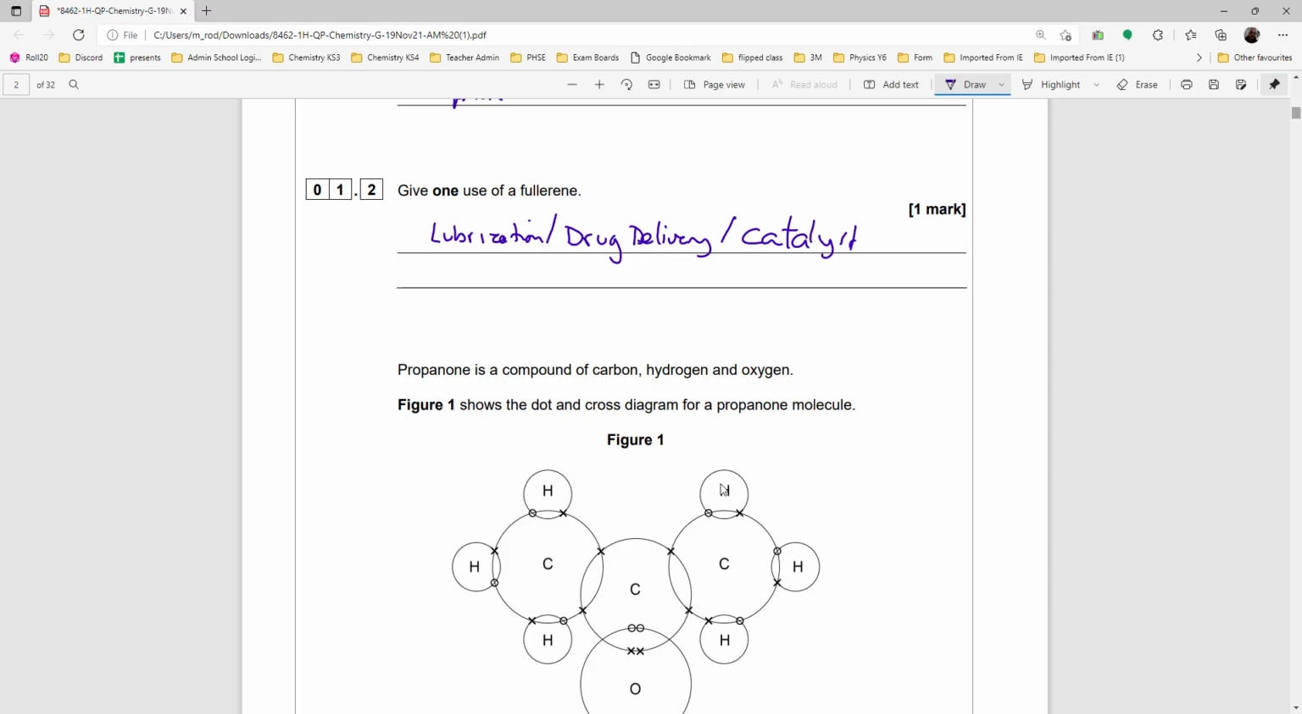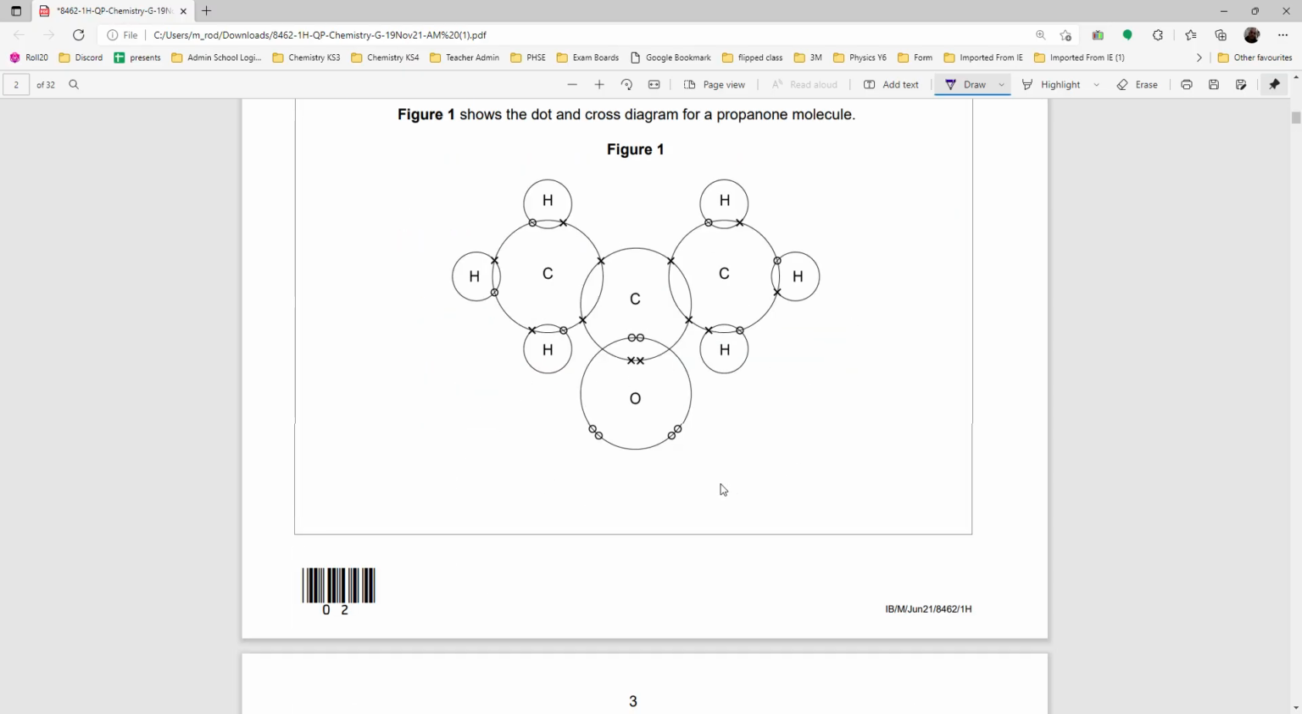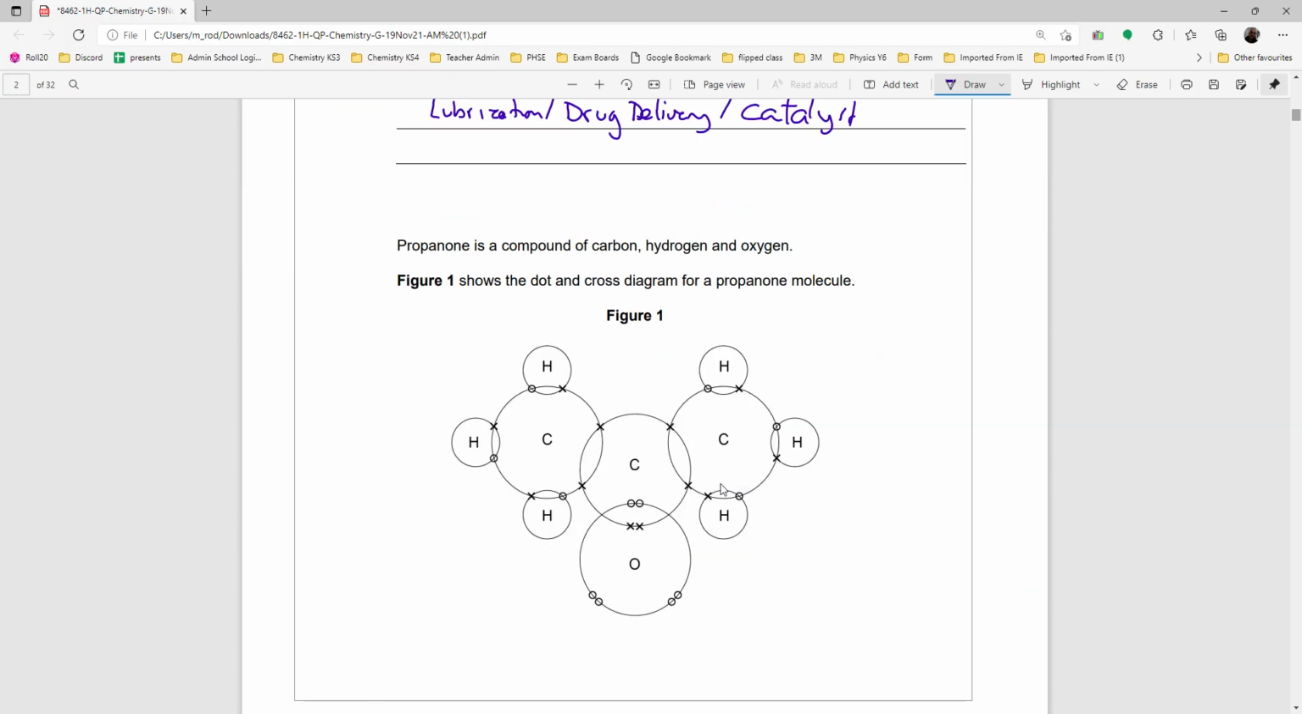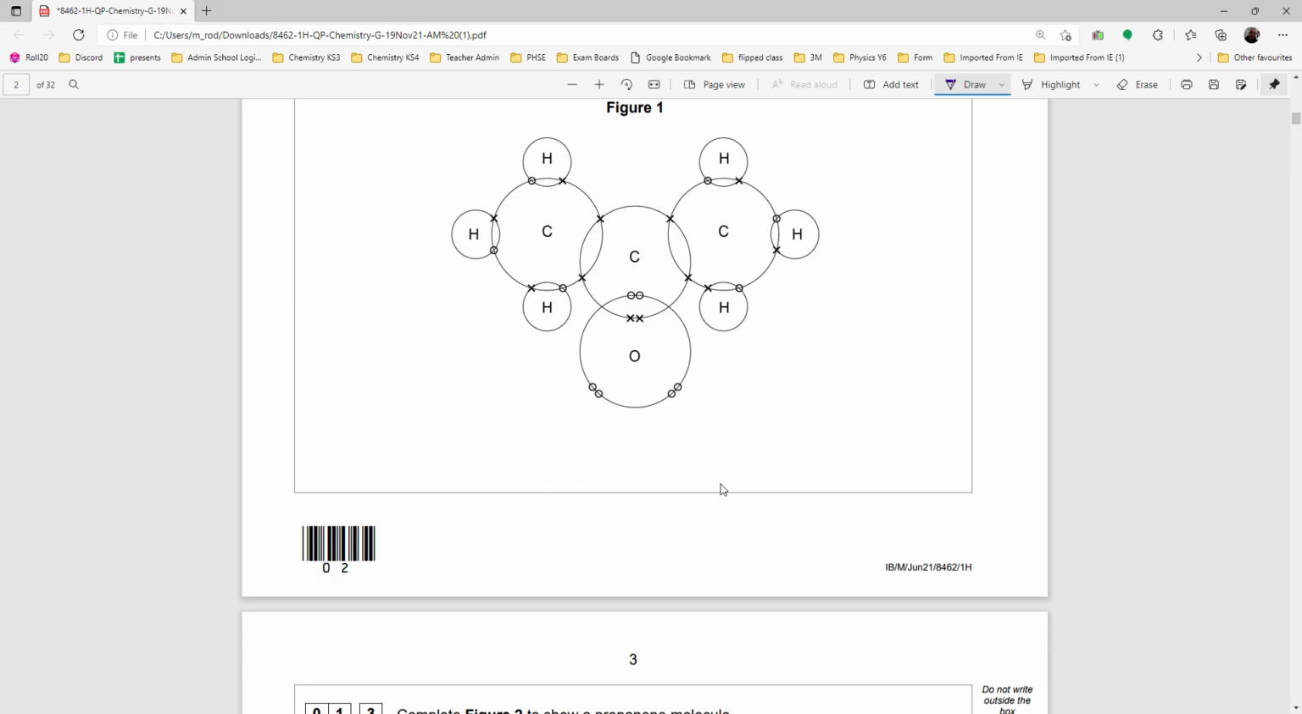The next question, of course, is coming down, and we're looking at, here's a diagram of propanone. Well, first of all, I'm going to look ahead at the question and use it to answer. Complete the line diagram, use a line to represent each single bond. Well, I know that every bond is made of a pair of shared valence electrons. So that's 1, 2, 3 for each of the hydrogens. And then, of course, between each carbon, I have another shared pair. But over here, I have oxygen, and I've got 2 shared pairs. So that's going to be a double bond.